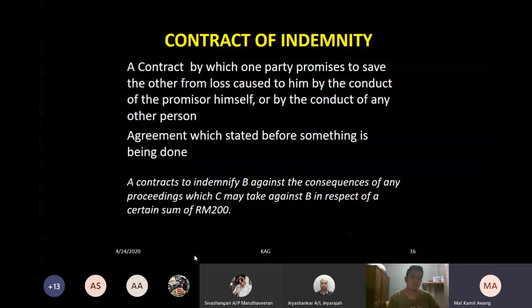Another type is contract of indemnity. It's a contract by which one party promises to save the other from loss caused to him by the conduct of the promisor himself or by the conduct of any other person. It is an agreement stated before something is done. For example, a contract to indemnify B against the consequences of any proceeding which C may take against B in respect of a certain sum, for example 200 ringgit.